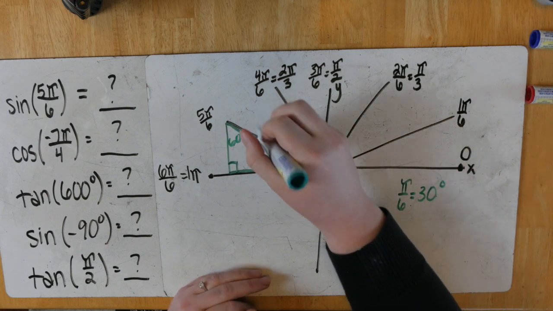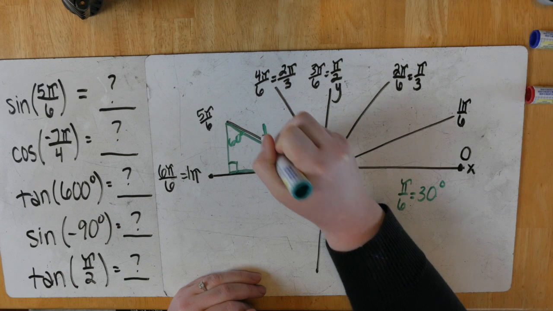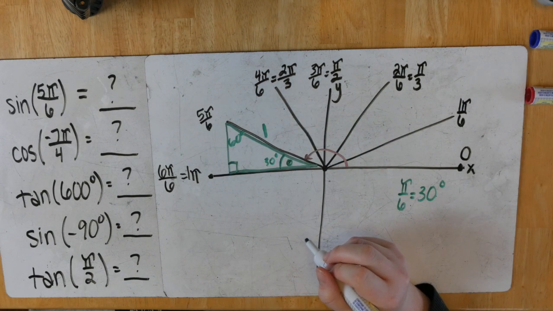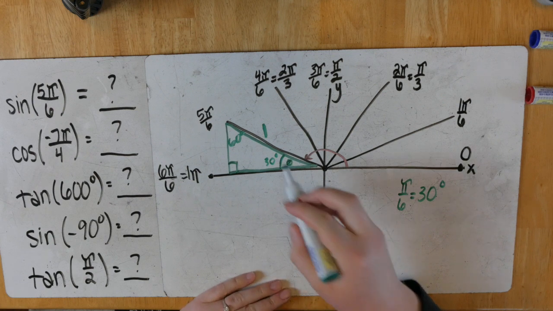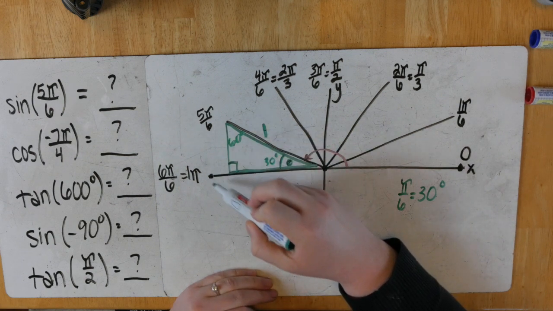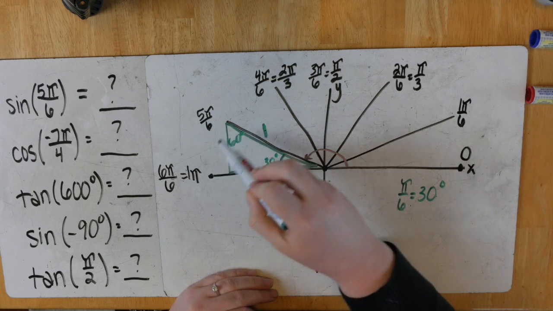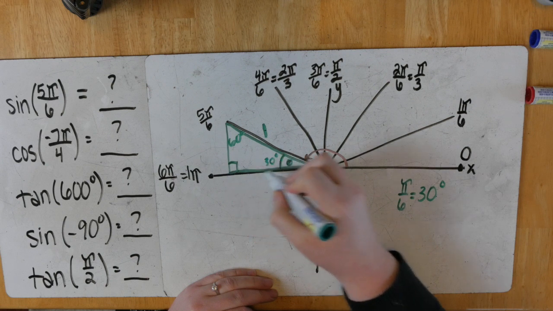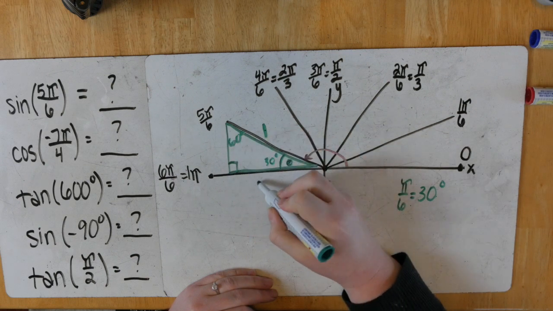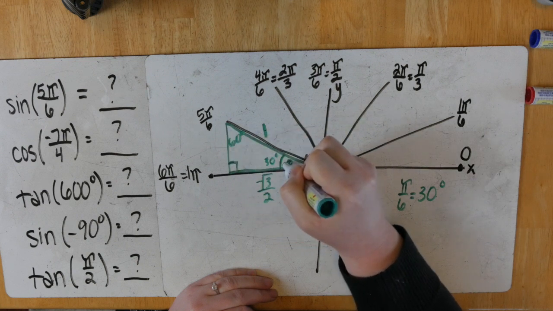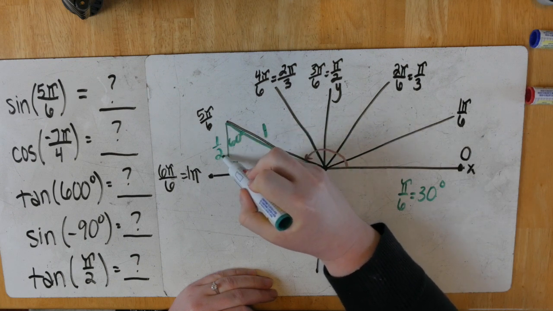Now we know that in the unit circle we always have a radius of 1, and the radius is functioning as our hypotenuse right now. And that means that to have a radius of 1 and to have the 30-60-90 special right triangle side length patterns, this long leg across from the 60 degree angle has to be the square root of 3 over 2. And this short leg across from the 30 degree angle has to be 1/2.